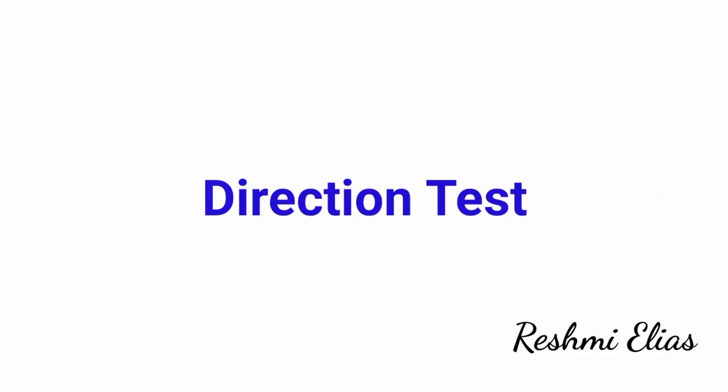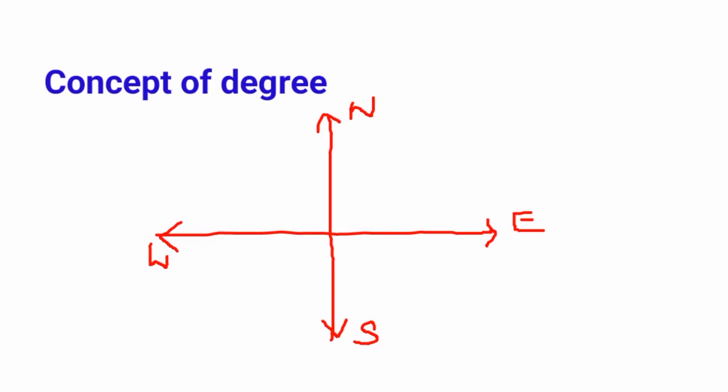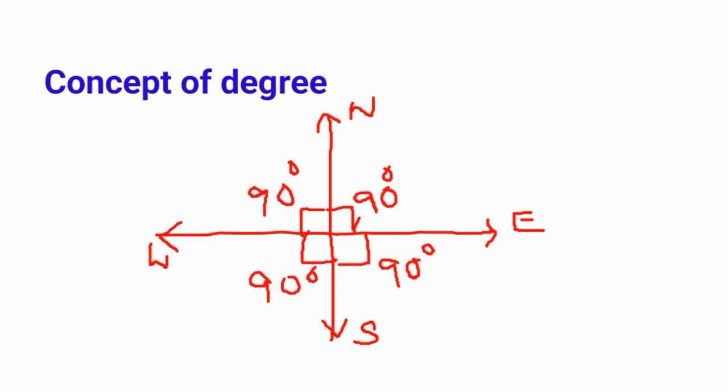We will be discussing the problems based on direction test if the angles are specified. Let's get started. So, we know the 4 directions: north, south, east and west. Here the angle between north and east is 90 degree, north and west is 90 degree, west and south is 90 degree and south and east is 90 degree.